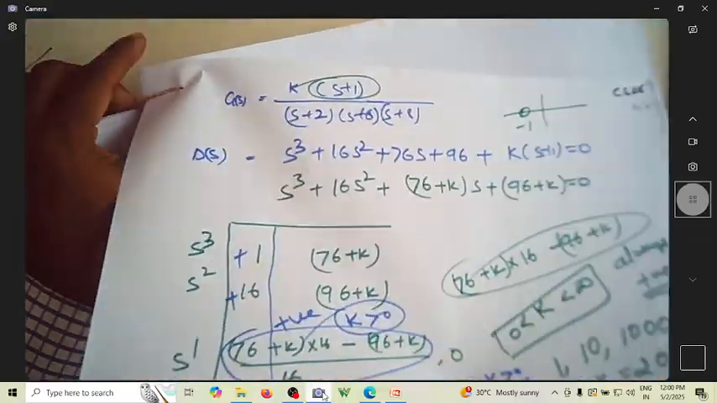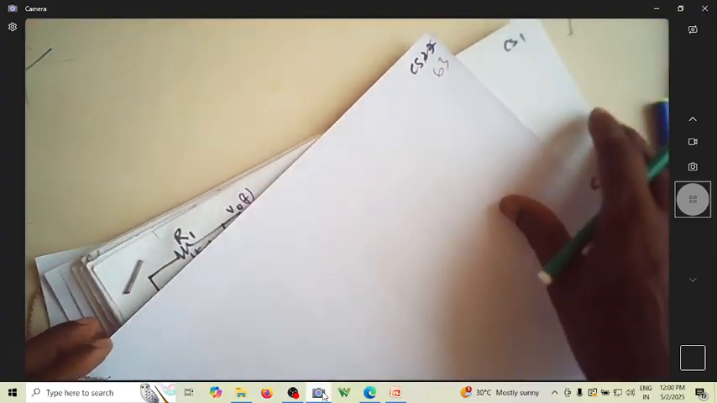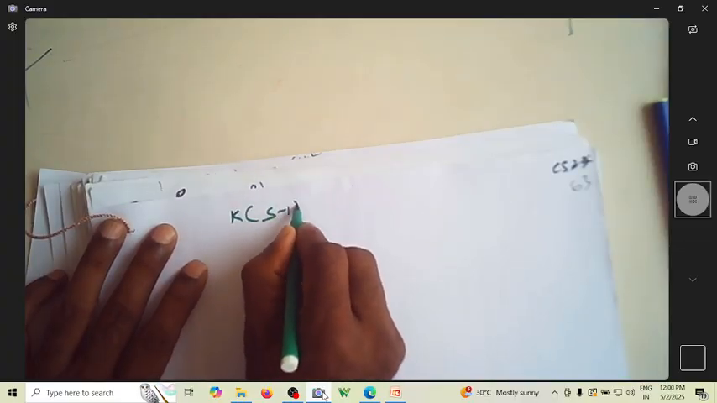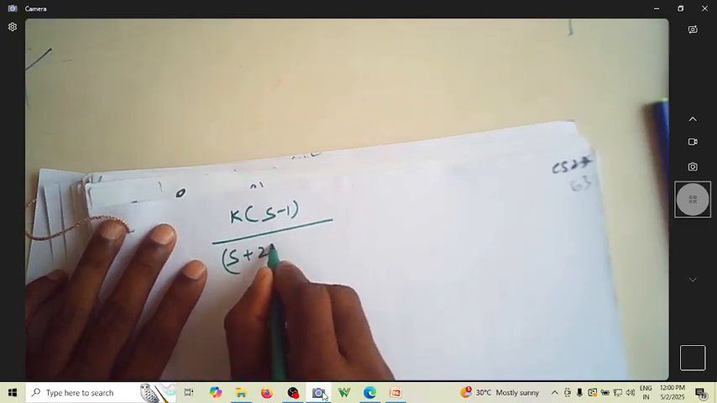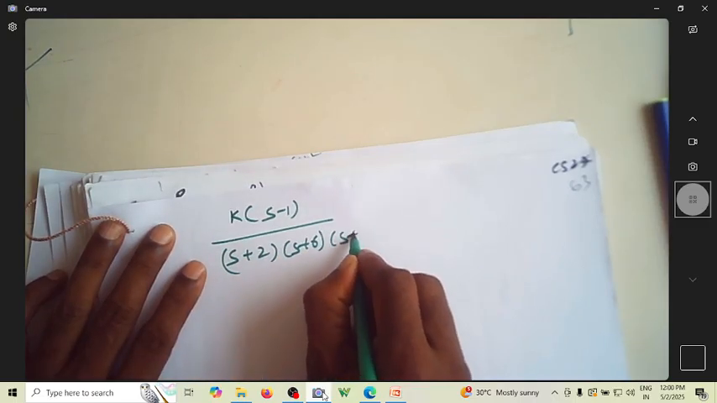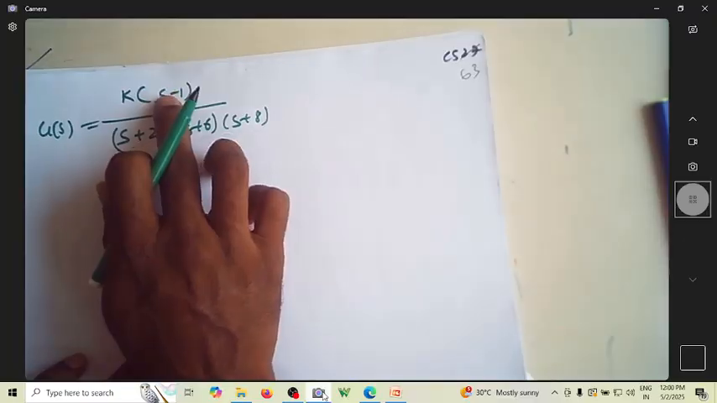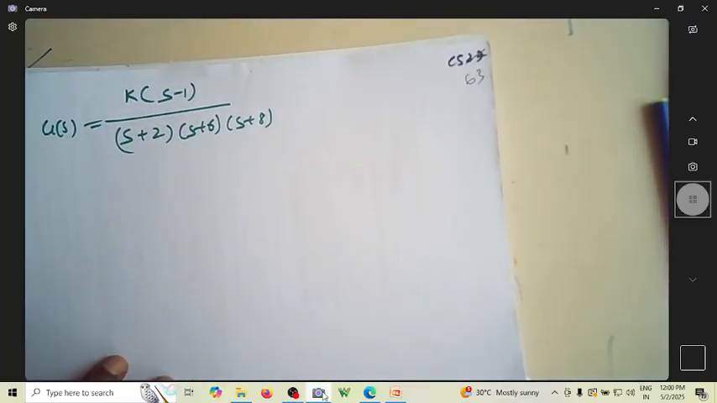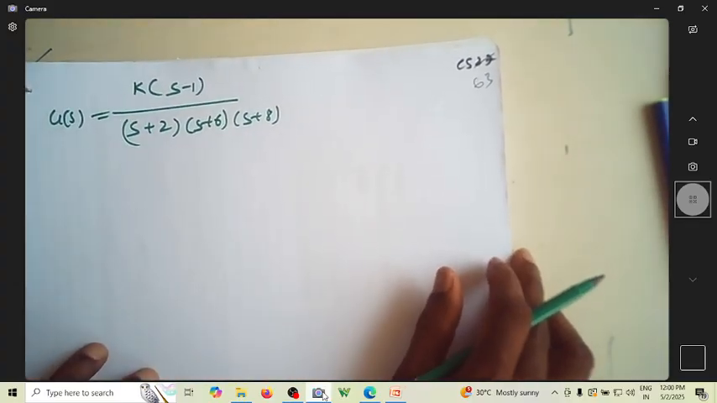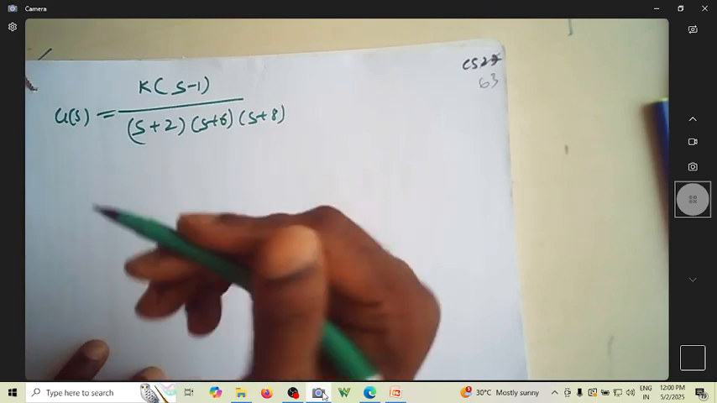So let us again take the same whole portion. Let me add a 0 onto the right hand side and see what happens. So now let me just make this k into s minus 1. Just for simplicity, s plus 2, s plus 6, s plus 8. So this is my G of s. What I'm trying to do is add a 0 onto the right hand side: instead of s plus 1, I'm adding it as s minus 1. Let us see whether the system becomes absolutely stable, absolutely unstable, and so on.